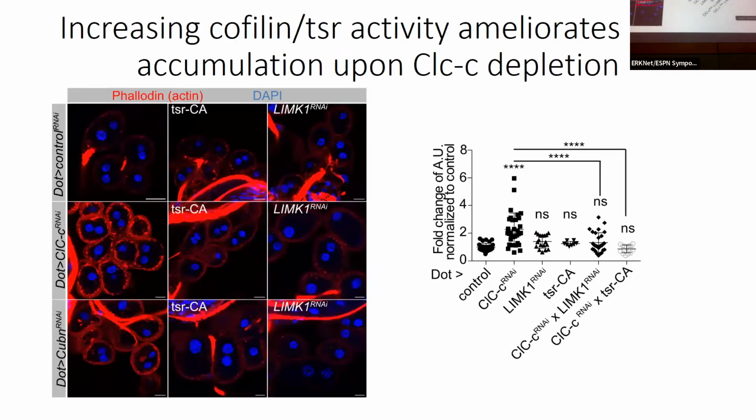And this is what we get. So both these conditions, Tsr is the Drosophila name for cofilin. This is a constitutively active form, where you have this... sorry, this is the inactive form. This is the phosphorylated form. So you can see that this is the active form. I always get confused with this. So with the constitutively active form, you can see that you can rescue the actin accumulation phenotype that you get with the Cocc knockdown. And also when you knock down LIM kinase, you get the same effect.